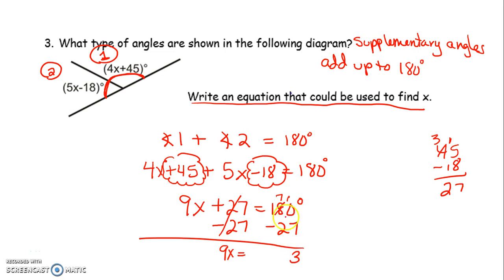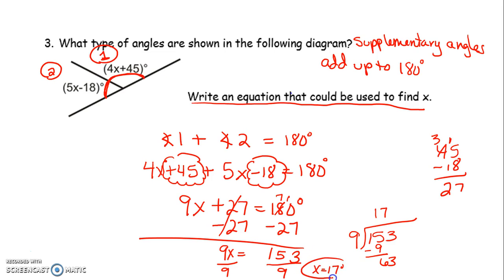I don't have a calculator in front of me. 10 minus 7 is 3. 7 minus 2 is 5. So that's 153. Divide each side by 9 to find x. 9 goes into 15 once. 15 minus 9 is 6. 9 goes into 63 7 times. So x would be 17 degrees.